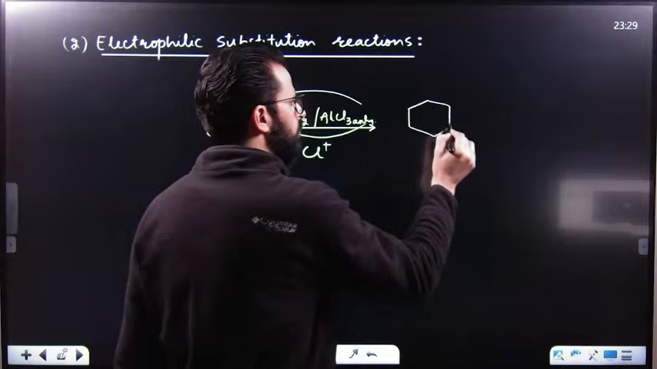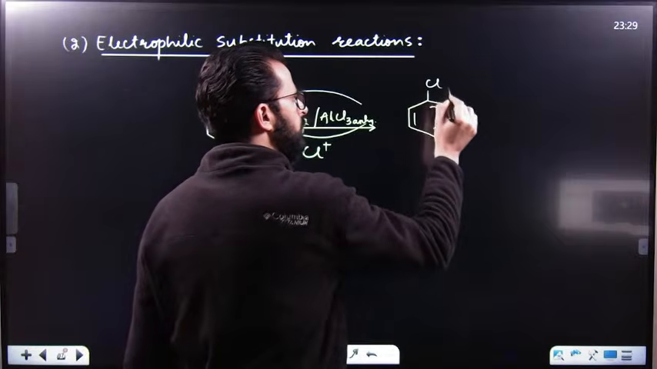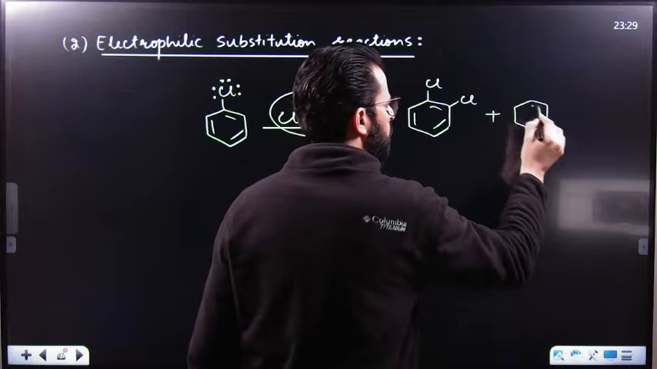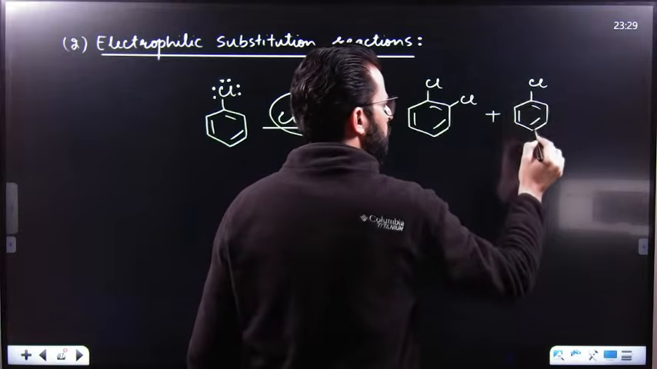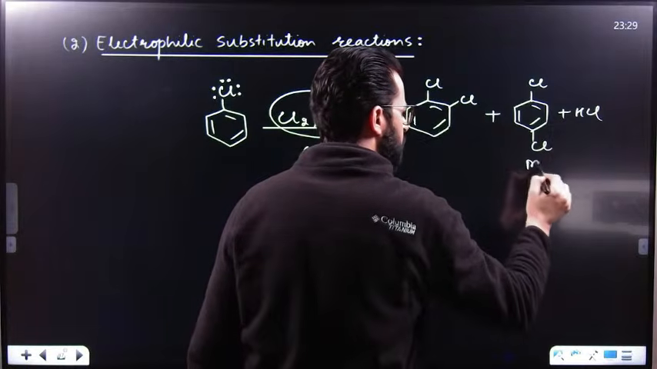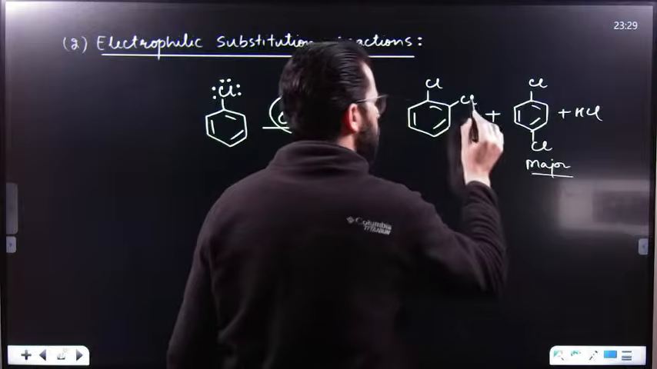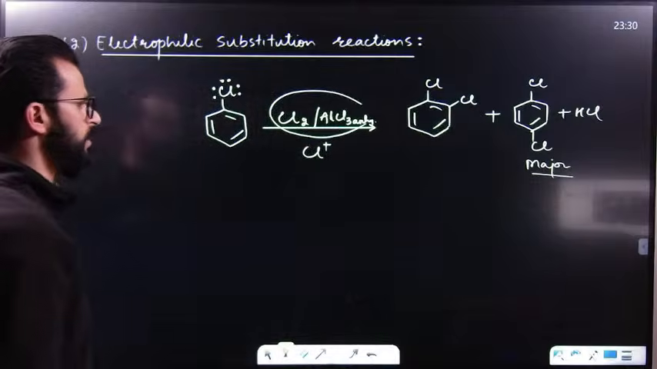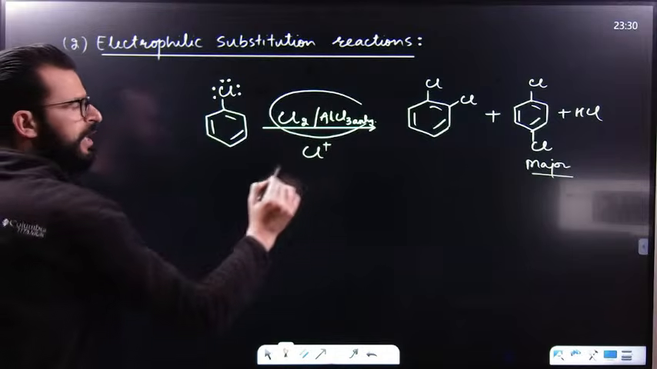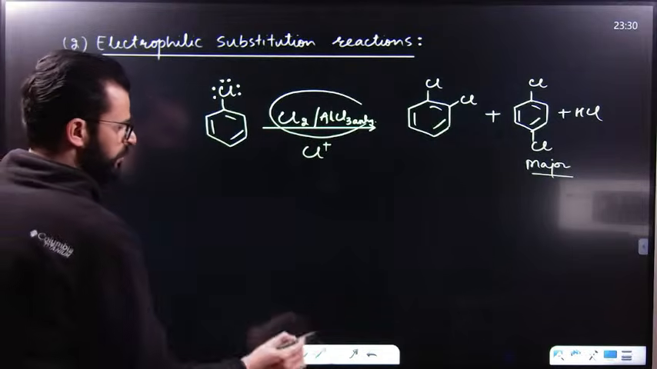So the product of this reaction will be this one or para, this one plus HCl. So this will be major because of lesser repulsion. At ortho the repulsion will be more, so this will be minor. This is halogenation. So in case of halogenation, halonium ion will act as the electrophile.